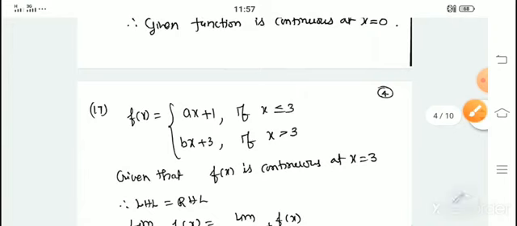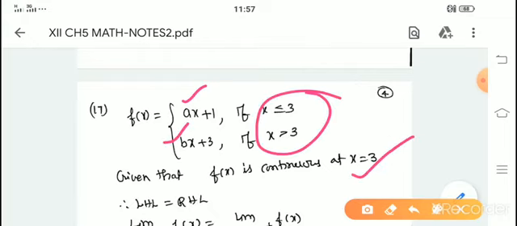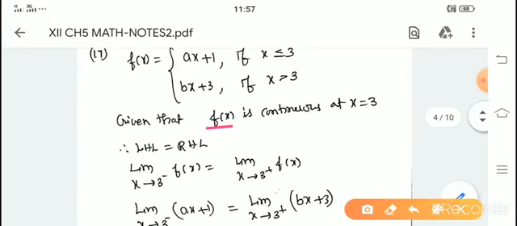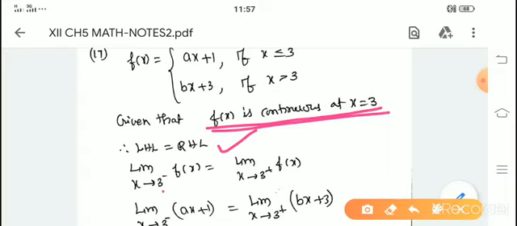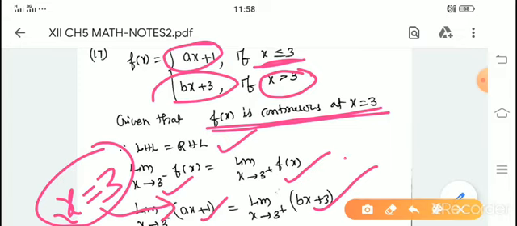Okay, same way the 17th question is the given, they are asking us to find the relation between a and b if this function is continuous at x is equal to 3. So since they gave us directly the given function is continuous at x is equal to 3, take LHL is equal to RHL. That means 3 minus f of x and 3 plus f of x are equal. 3 minus means this function you have to take ax plus 1. 3 plus means you have to take bx plus 3. After taking directly x is equal to 3, substitute in these values, this and this.